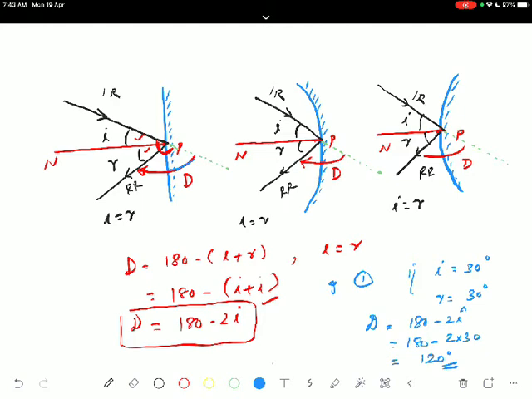Example number 2: suppose a reflected ray is perpendicular to the incident ray. This is a common question. The reflected ray is perpendicular to the incident ray. What is the angle of incidence, and what is the angle of deviation produced by the reflected ray? In any case, I am taking a plane mirror as the example. So what will be the condition? Both are perpendicular.